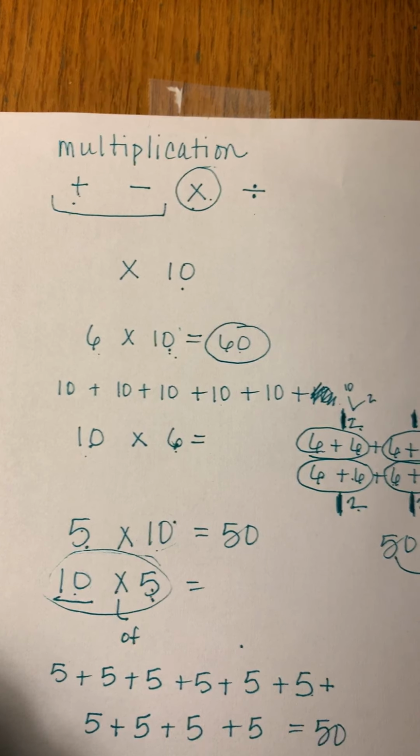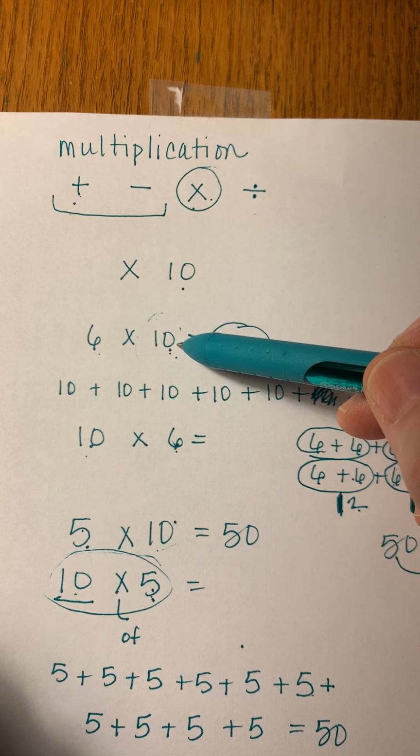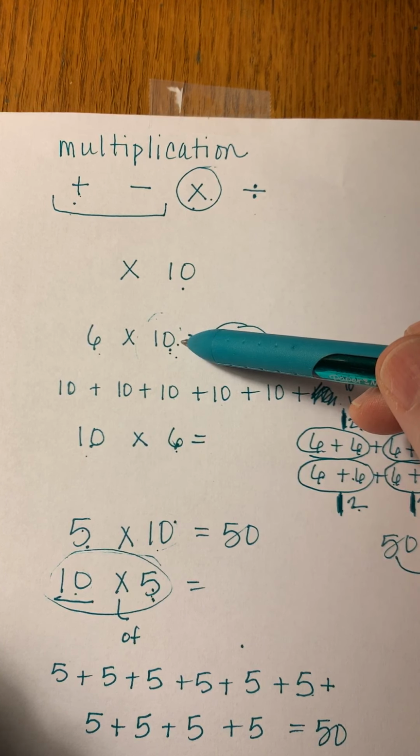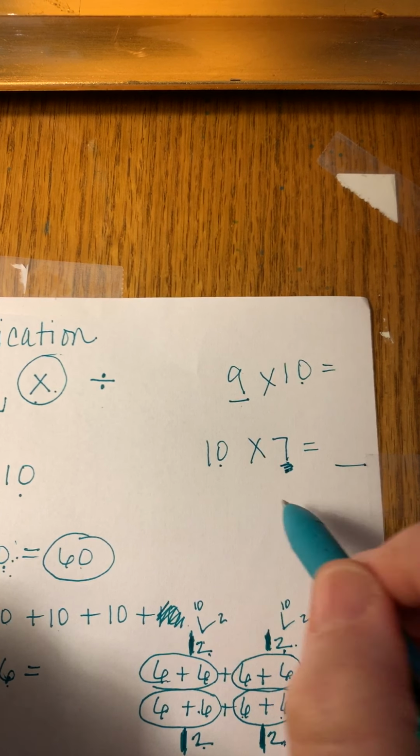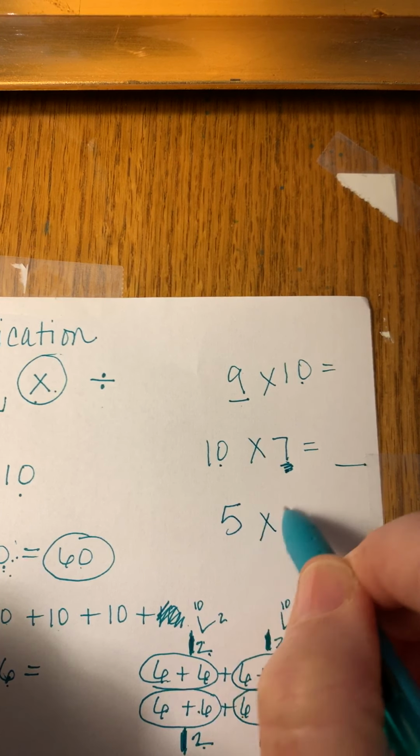So it does work either way. It's just faster to count by tens, no matter if the 10 is first or second. Whenever you have times 10, whether the 10 is first or second, just count by 10 this many times, whatever number is here. So if you have a paper, 9 times 10. Hold up 9 fingers, count by 10. The 10 could be first. 10 times 7. Hold up 7 fingers, count by 10. 5 times 10. Hold up 5 fingers, count by 10.